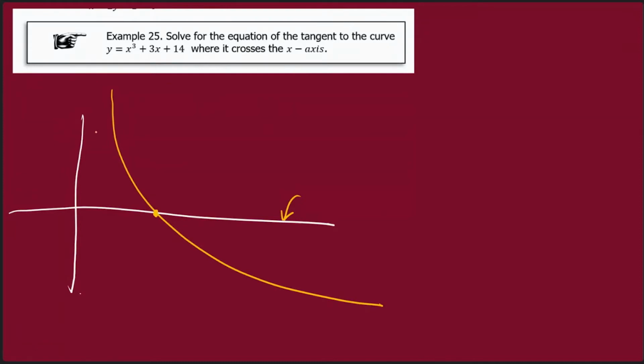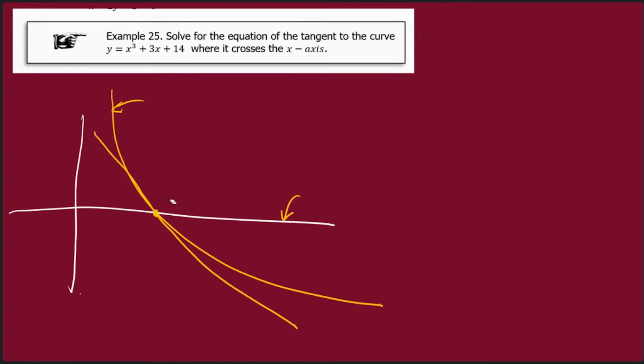So, here is the tangent line. This one, di ba? Okay? I'm not saying that this is actually y is equal to x cubed plus 3x plus 14 ha. Hypothetical lang ini. Papaliwanag ko lang kung ano ibig sabihin hit problem.